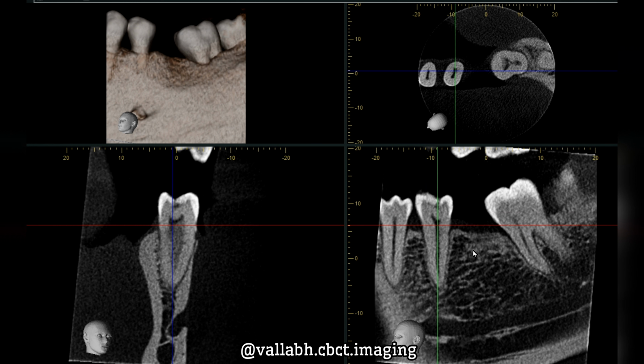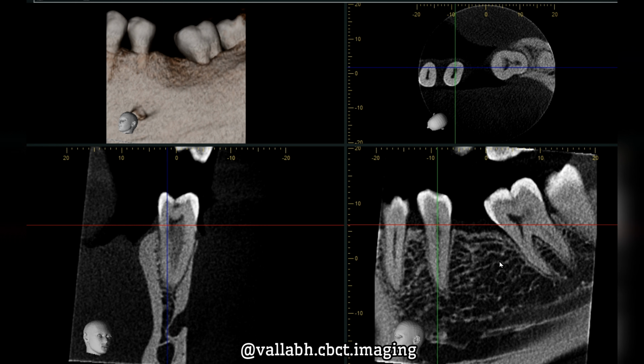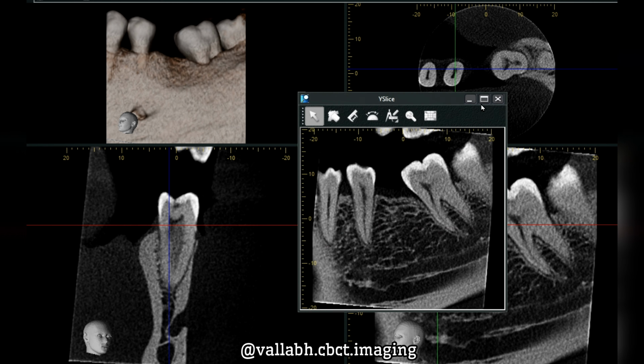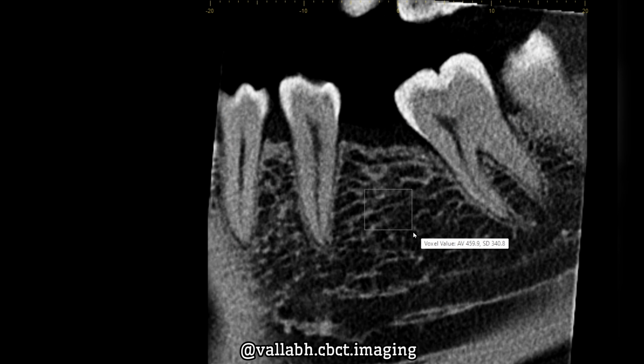Other landmarks included in this case are the alveolar bone. This is the alveolar crestal bone. This is the alveolar bone. You can see the bone trabecular pattern. Usually it's very important to see the bone trabecular pattern and the density. As you can see, it helps in implant planning.